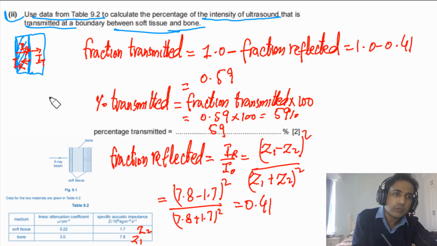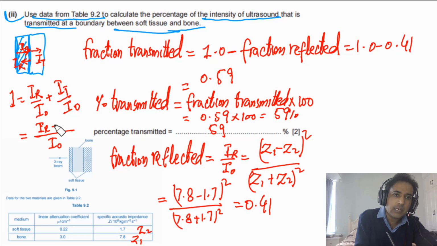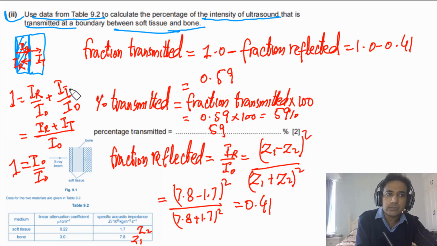One more thing you need to understand, for your better understanding, is that 1 is equal to IR over I naught plus IT over I naught. If you take the LCM, you will get I naught equal to IR plus IT. So the incident intensity is equal to IR plus IT.